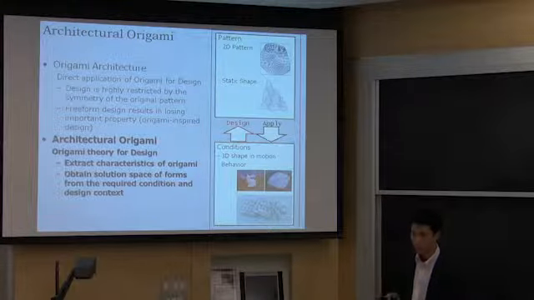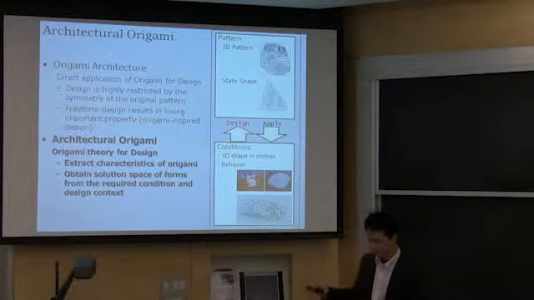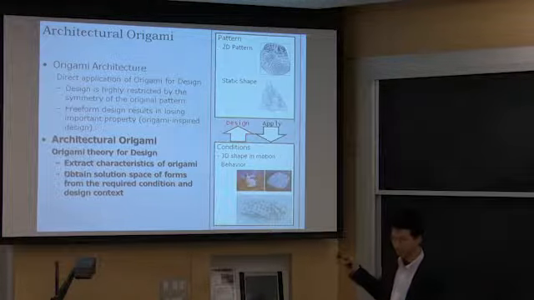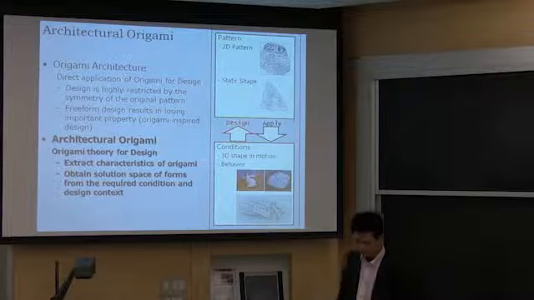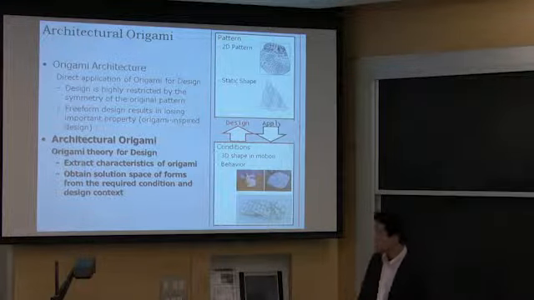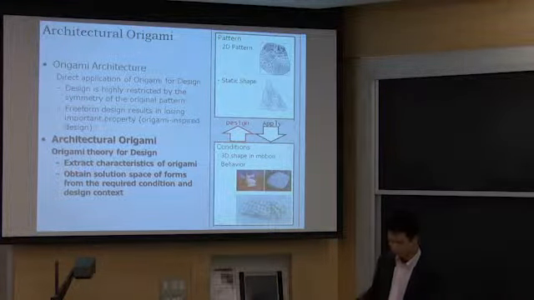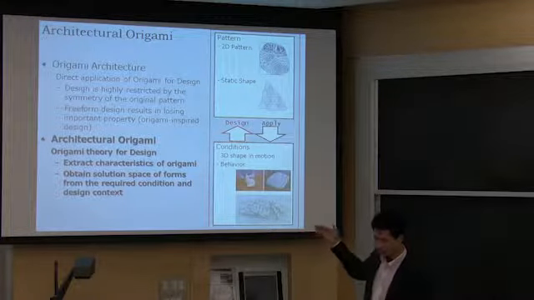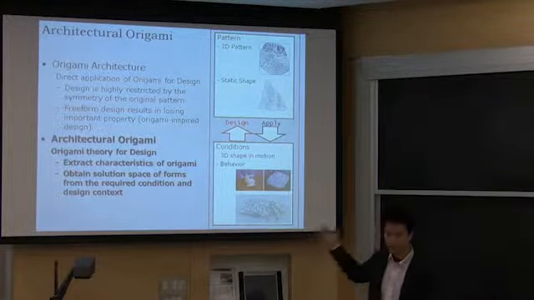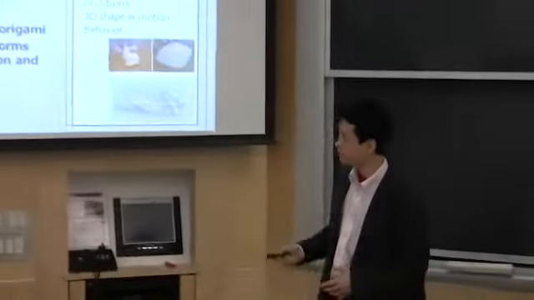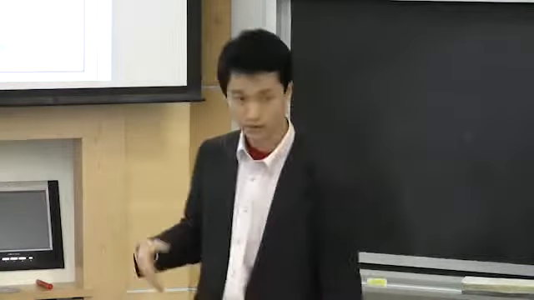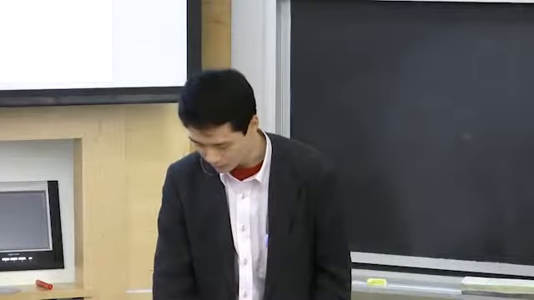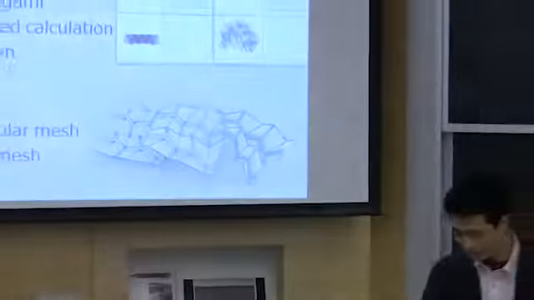So we want to get some kind of designed property, like how it behaves in 3D or in time also. We want to extract the characteristics of origami and obtain the solution from that required condition, and also the design context that is given by the design purpose. So this is the outline.